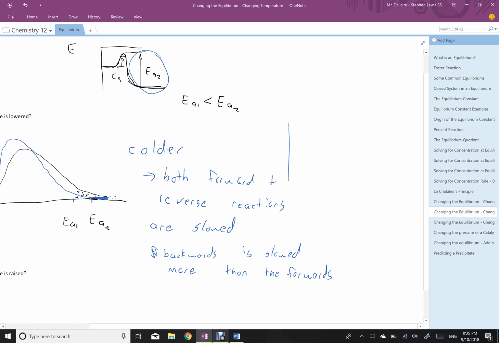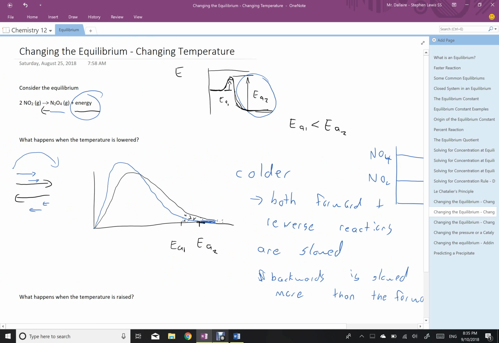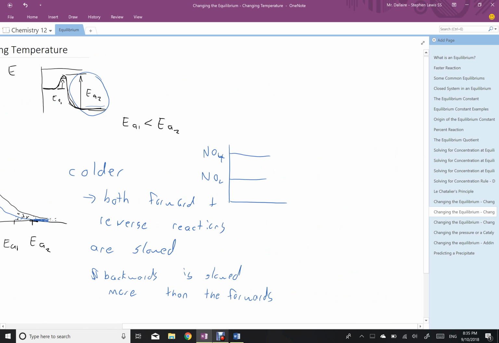So here, if we had our concentrations of NO2 and N2O4, and we're floating along at equilibrium, when we cooled it, because the energy is on this side, to try and heat it back up, the reaction went this way more than it went this way, or because the reaction rate of the reverse reaction was slowed more than the reaction rate of the forward reaction, what that means then is we ended up with more products and less reactants, and more energy to try and bring the system back up to temperature.